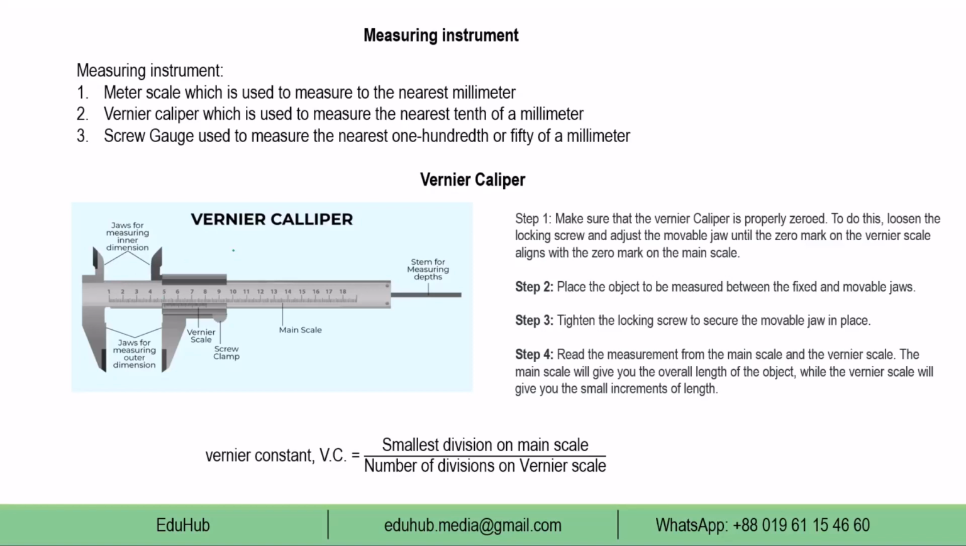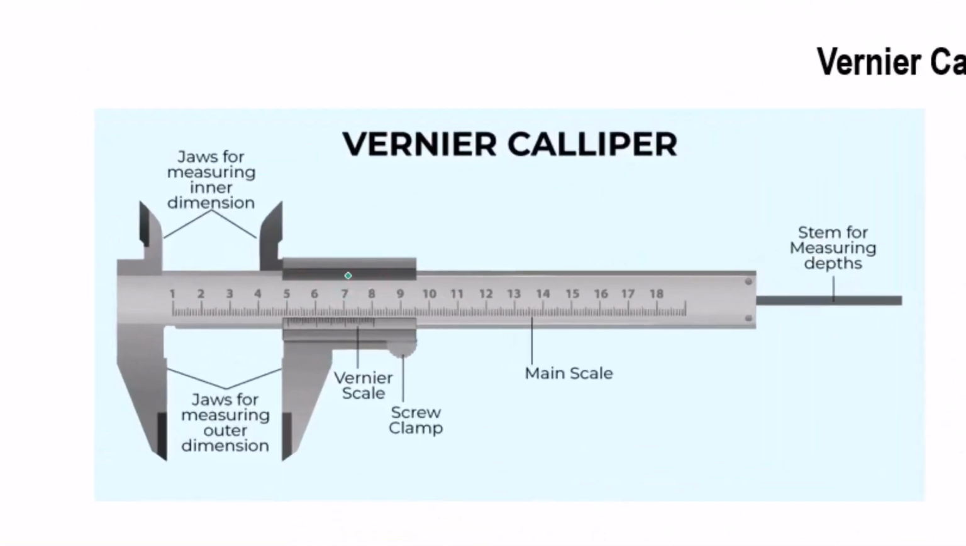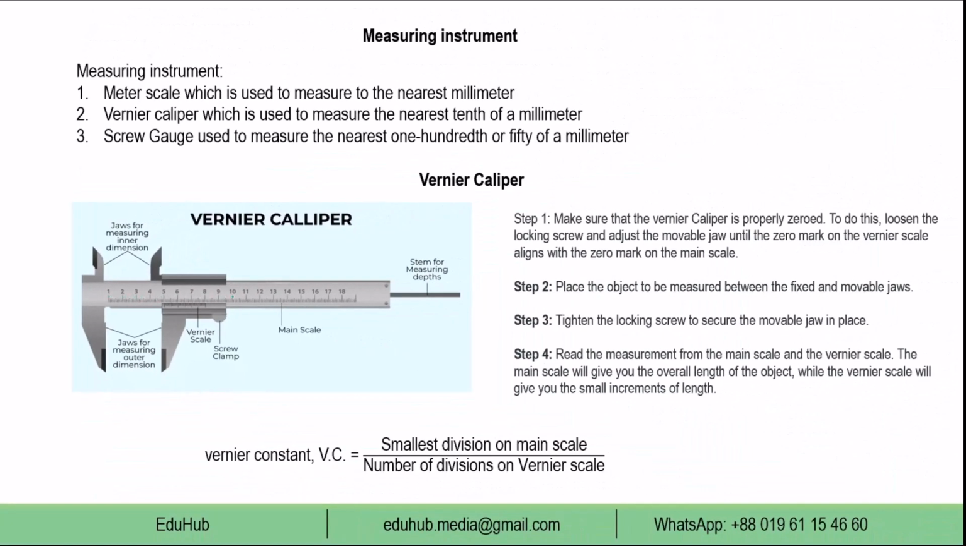There is an important definition in the Vernier calipers, which is Vernier constant. So what is Vernier constant? Basically it is the ratio of smallest division on main scale by number of divisions on Vernier scale. This scale is main scale and this one is Vernier scale. So the smallest division of the long scale, the main scale, divided by the number of divisions in this small scale, which is Vernier scale, is the Vernier constant.